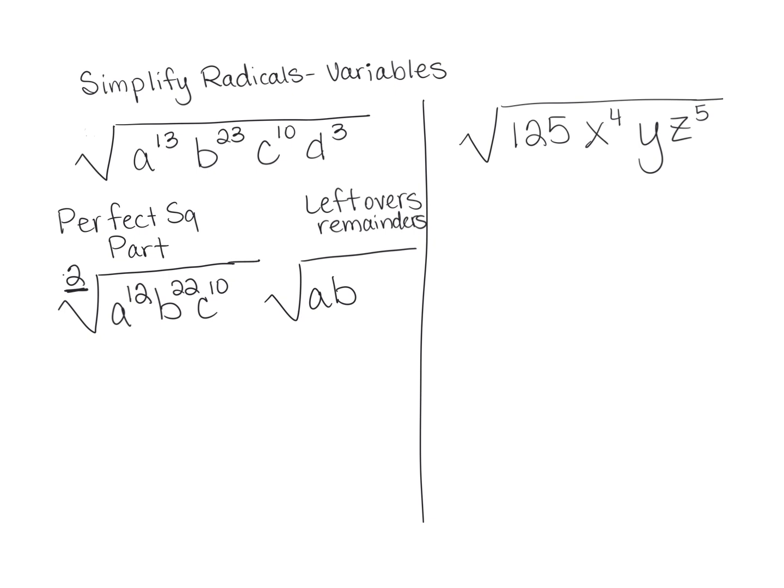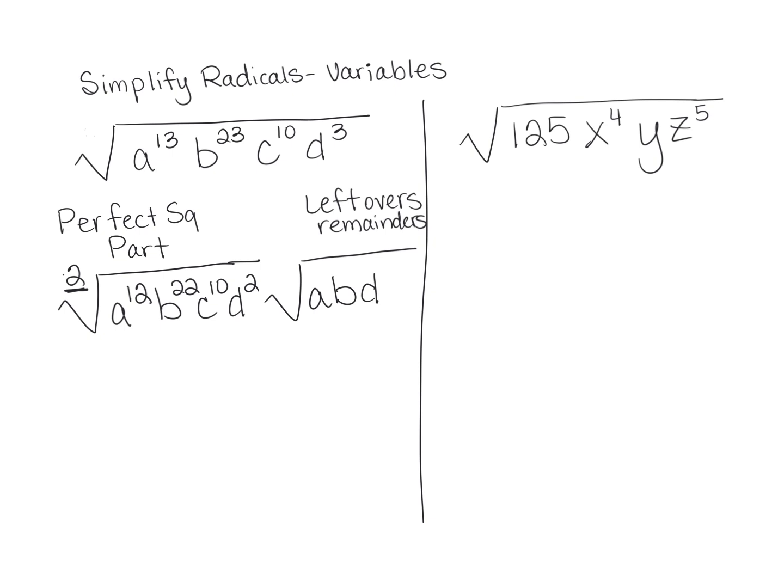No remainders, so there's no c in the leftovers part. And then d to the 3rd, 2 won't go into 3, but it will go into 2. And then I have 1d left over here. Now, to simplify the perfect square part, you simply divide your exponents by the index.